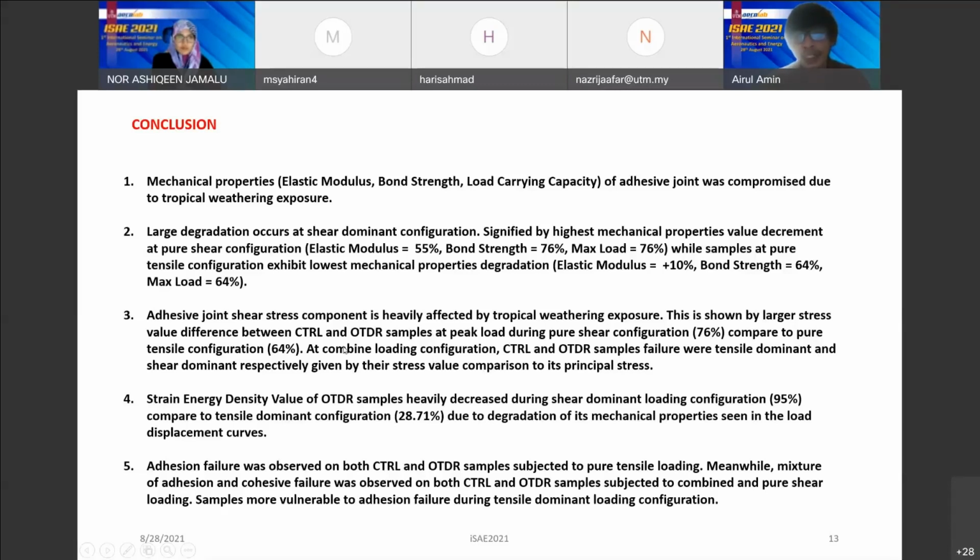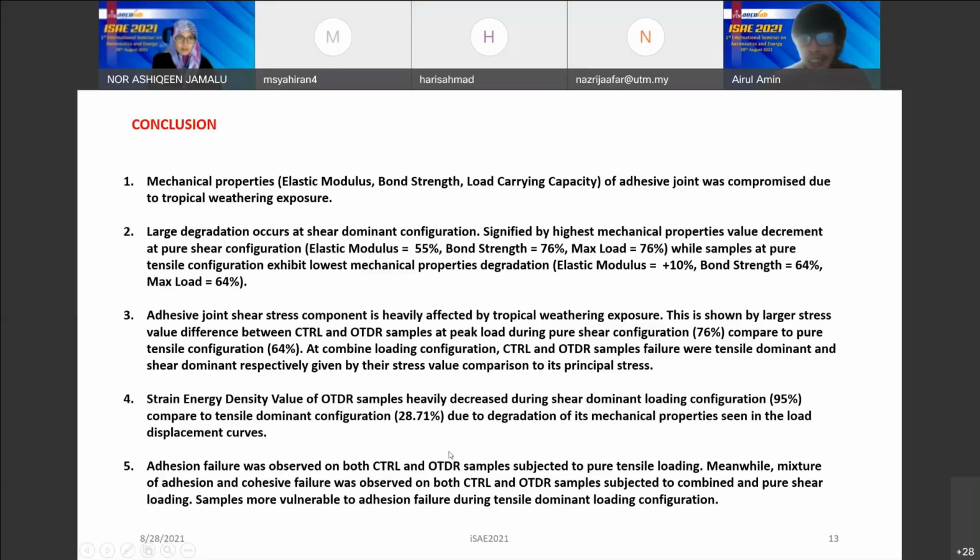And then the adhesive joint shear stress component is heavily affected by the tropical weathering exposure. This is shown by the largest stress value difference between control and outdoor sample at peak load during pure shear configuration compared to tensile, and also at the combined loading, where the outdoor sample is more shear dominant. And then the strain energy density value of the outdoor sample heavily decreased, with 95% at the pure shear compared to 28% at the pure tensile.